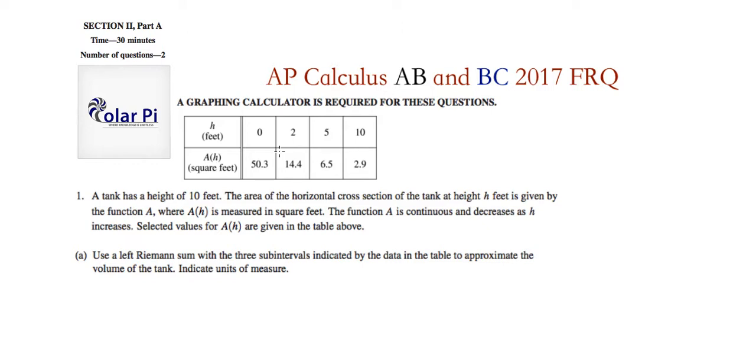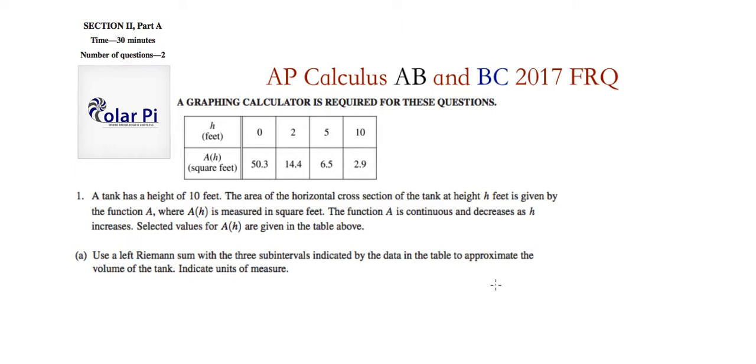Then you're asked a bunch of questions, of which A says: use a left Riemann sum with the 3 subintervals indicated by the data in the problem to approximate the volume of the tank. Indicate units of measure. Notice that since the values, for example 50.3, represent area, integrating upwards along the height will estimate volume. It's not going to be the exact volume of the cone, because you only know discrete values. That is, you only know the cross-sectional area at a few heights. You don't know continuous values of A of H, but you can estimate the volume.